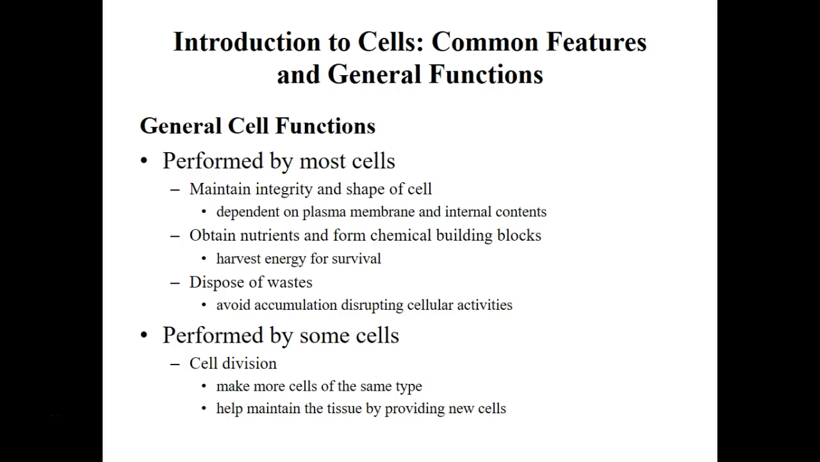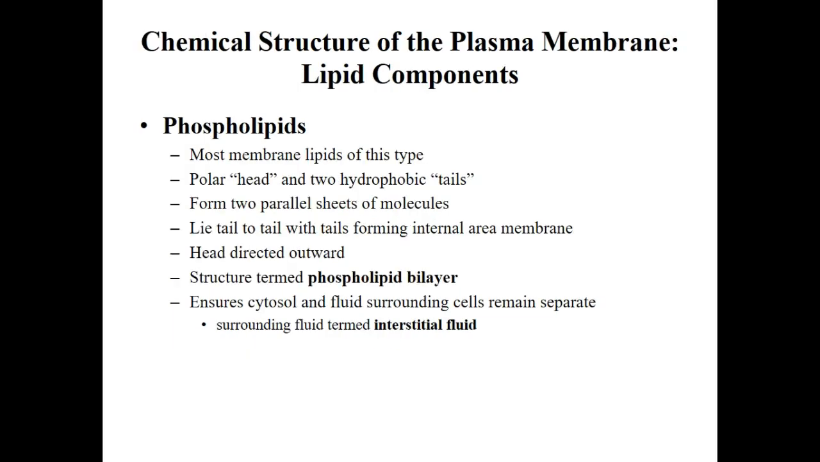But some cells have other activities as well, like cell division. Some cells go through mitosis, cell division, and some cells go through a sexual division called meiosis, where you're producing sex cells.